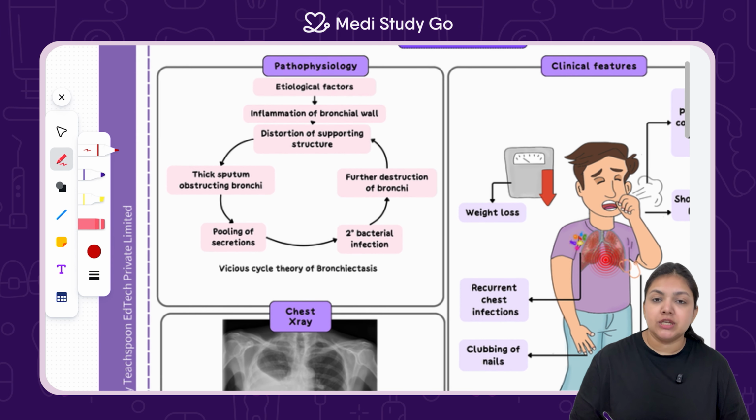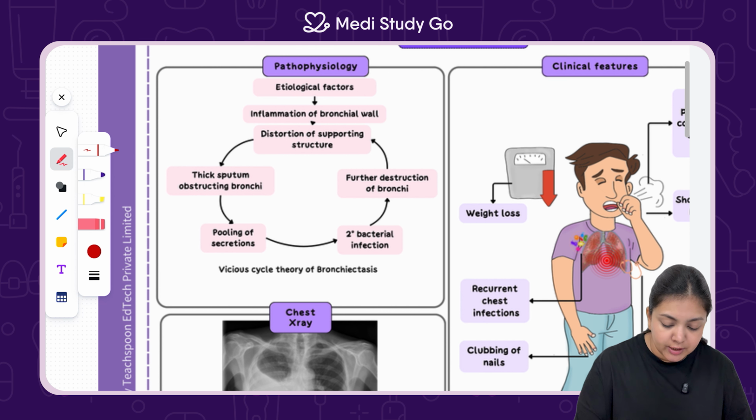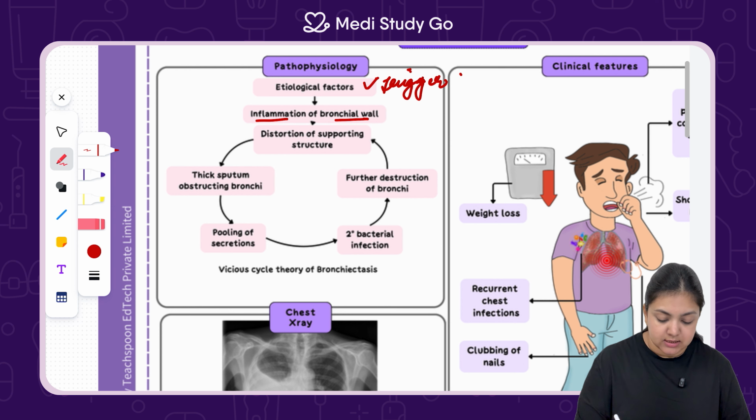So the pathophysiology is a vicious circle wherein when the etiologic factor or the trigger enters the respiratory tract, the inflammation of the bronchial wall starts. This leads to distortion of the supporting structure and the membrane of the bronchi. This leads to thick sputum being formed, which obstructs the bronchi.